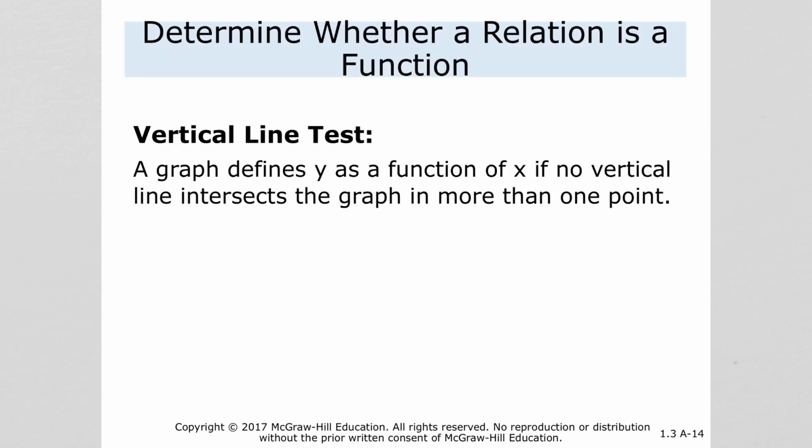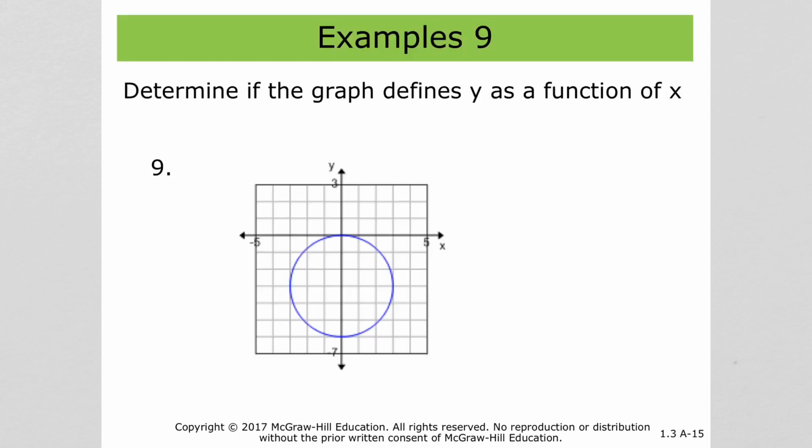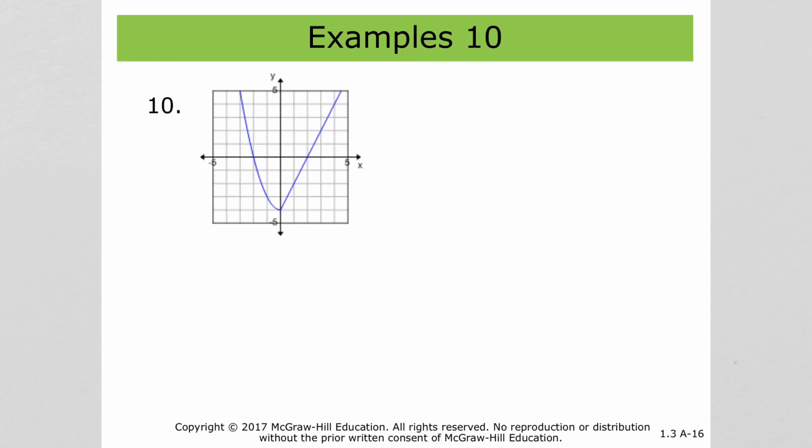The vertical line test. Basically, if you can draw a vertical line through the graph of a relation that hits more than once, then it is not a function. So here you can see if we draw a vertical line, it hits more than once. If it hits more than once anywhere on the graph, even though right here it hits once, then it is not a function. This one, we can draw a vertical line anywhere on the graph and it only hits once, so we do have a function.